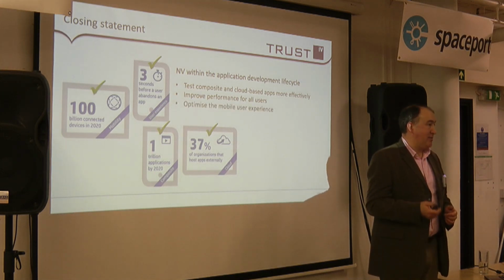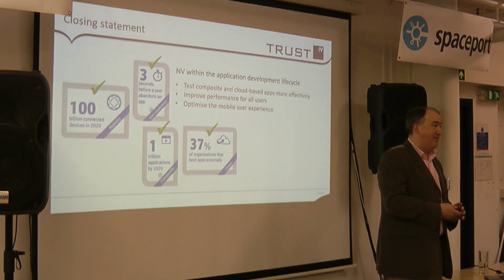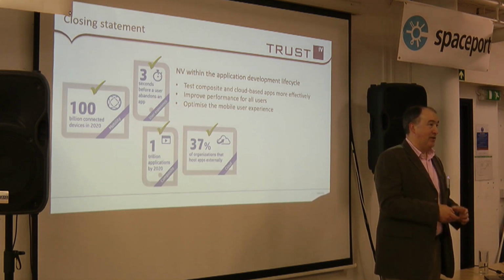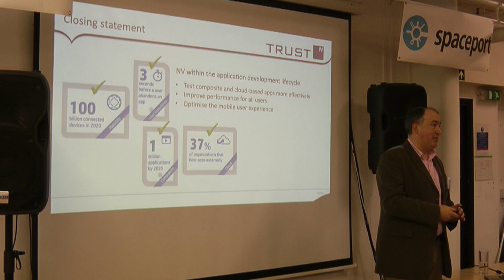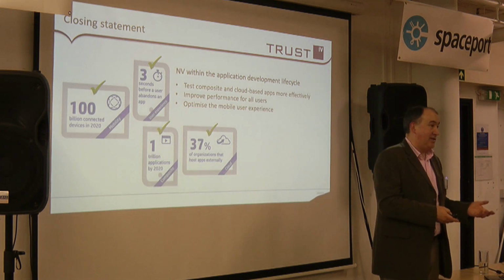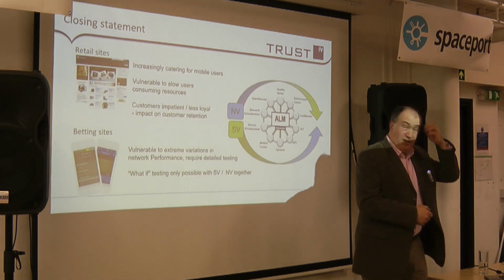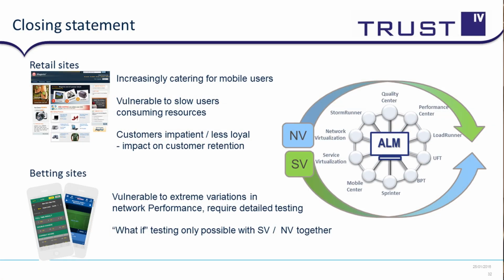It's all about optimizing that mobile user experience, because there's going to be 100 billion devices online in less than 5 years. All of those devices are impacted by the changes that are happening, and as testers we need to incorporate these things into our tests. Although I mainly talked about network virtualization, service virtualization or stubbing is important as well.